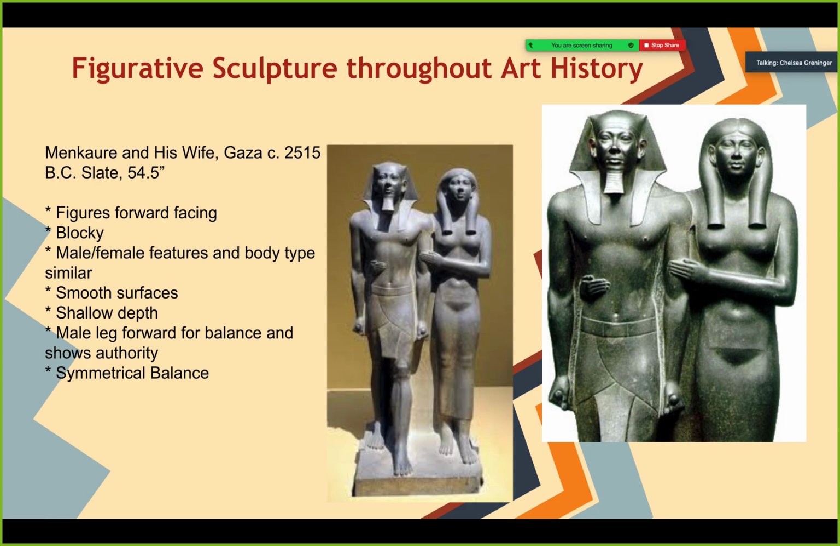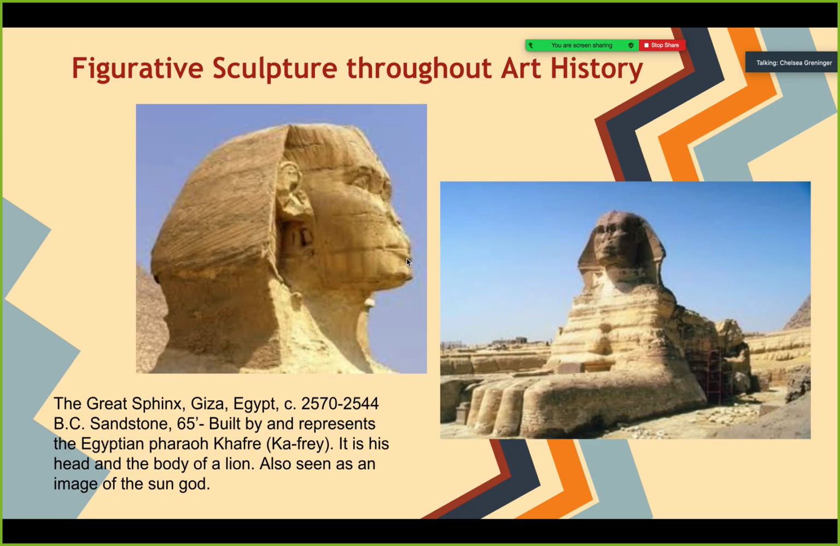So lots of smooth. We see the male stepping forward. This is for balance. The female's doing it a little bit as well, to hold the figure up, but also because it shows his authority or his hierarchy over her, because he is stepping forward. But there is a little bit of a gesture in this figurative combo here. We have a little bit of an intimate moment. She's putting her hand on his arm, and she's got her other hand wrapped around his waist. So it shows that they're connected, that they're a married couple, that they have a relationship.